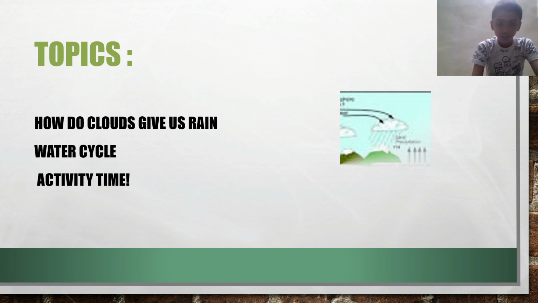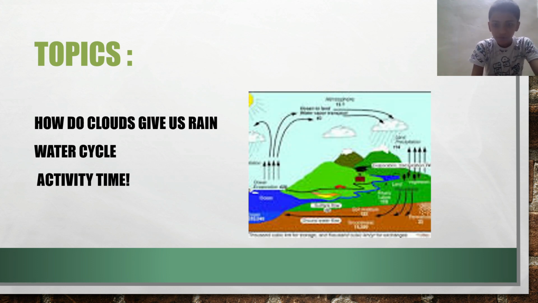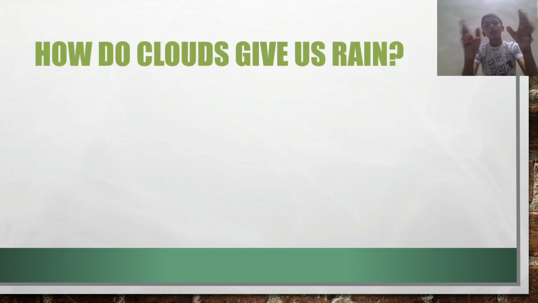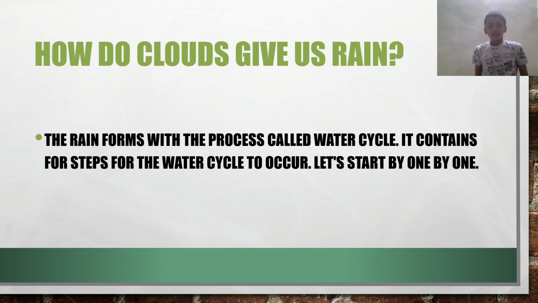Alright, so let's start. So this is a picture. How do clouds give us rain? The rain forms with the help of a process called the water cycle. It contains 4 steps for the water cycle to occur, and because of the water cycle, the rain forms. We will learn about the 4 steps one by one.